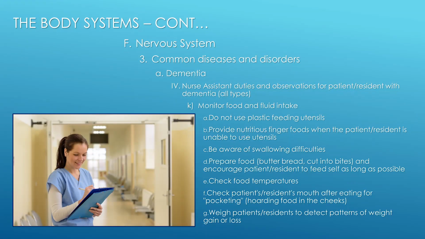Monitor food and fluid intake. Do not use plastic feeding utensils. Provide nutritious finger food when the patient or resident is unable to use utensils. Be aware of swallowing difficulties. Prepare food and encourage patient or resident to feed self as long as possible. Check food temperatures. Check patient or resident's mouth after eating for pocketing, such as hoarding food in the cheeks.